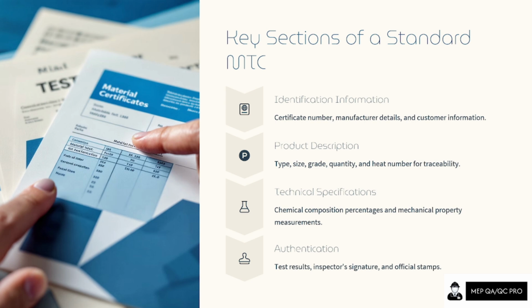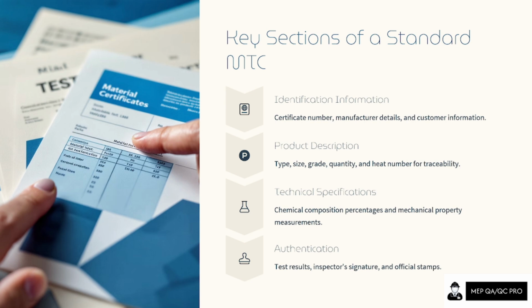Then you will also align with your technical specification, which is your material submittal. In the material submittal, they will mention what chemicals will be used to produce that material. That will also be mentioned in your material certificate. But the top two important things are identification information and the product description. This is the basic and topmost important.